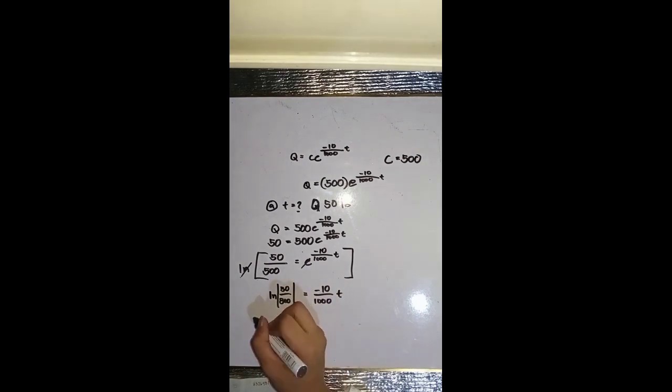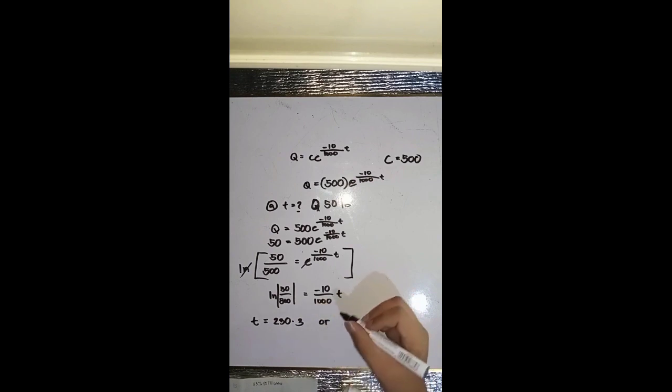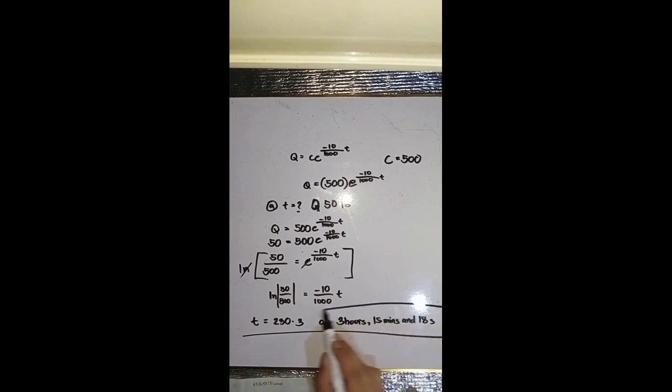Now, if we solve for this, the remaining time will be 230.3 minutes, or in actual value, 3 hours, 50 minutes and 18 seconds. So this will be the amount of time it will take for the salt to become 50 pounds inside the tank.